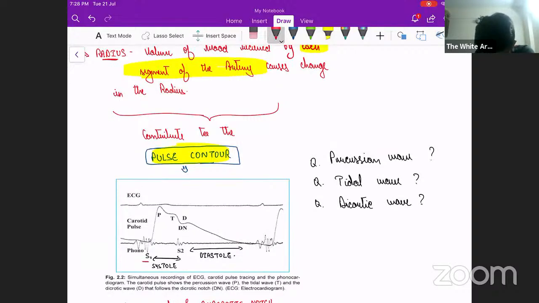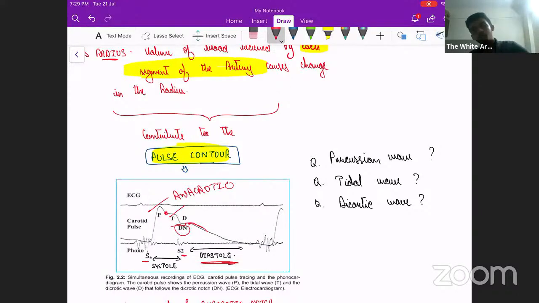This is S1. This is S2. Between S1 and S2, we have the systole. After that, we have the diastole. In the systole, we'll have two peaks. One is because of the percussion wave. The second one is the tidal wave. And you have a notch over here, which is called the anacrotic notch. This is followed by a diastolic wave, separated by one more notch called the dicrotic notch.